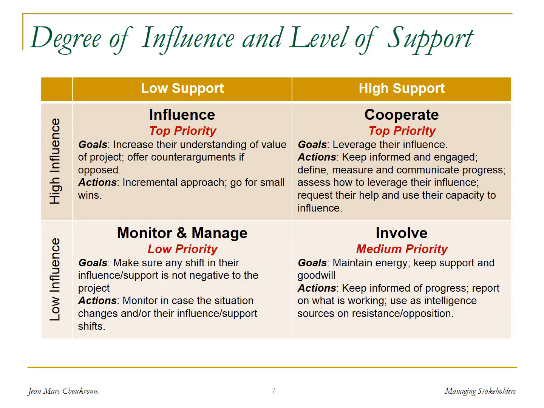The bottom left is the exact opposite. These are people with low influence and low support. They don't really have a lot of weight in the organization, and they don't really care that much about the project. So they are a very low priority, but you cannot totally ignore them. So you want to monitor and manage them. Your goal is to make sure that if there's any shift in their influence or support, it does not go against the project. So you want to monitor them and just be aware, but don't invest much time or energy with that group.